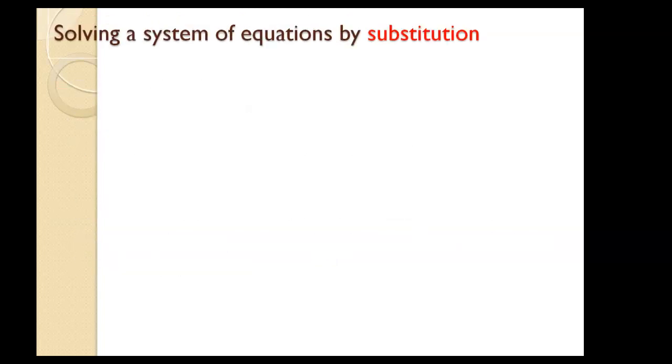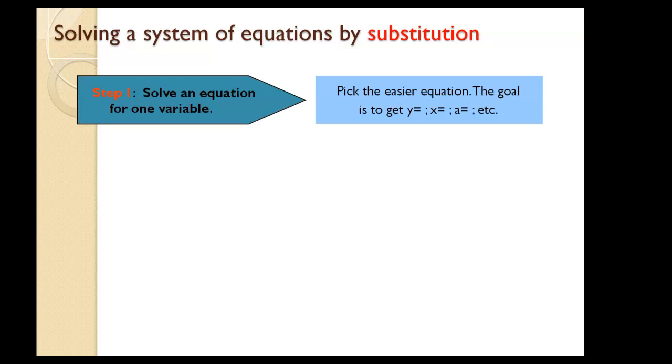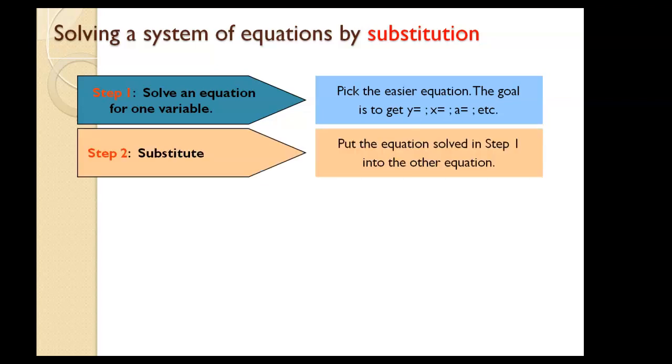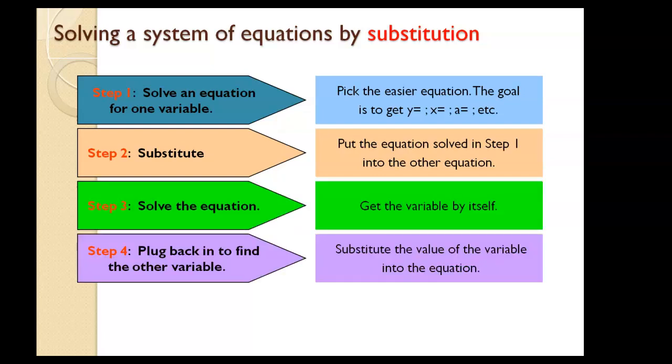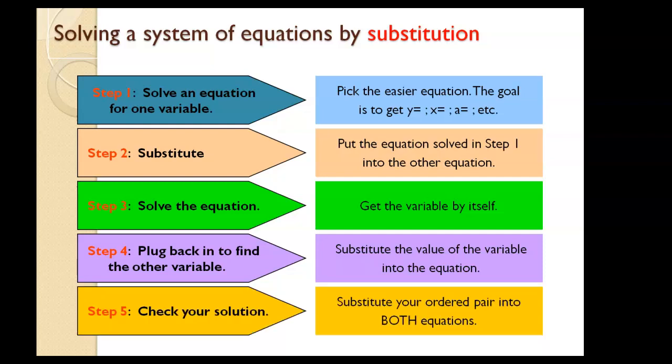So let's take a look at this example. I want to solve this system by substitution, so I would follow the next steps. Step 1 is solve one equation for one variable, put it in a y equals, x equals, and so forth format. Then substitute the equation solved in step 1 into the other equation. Then you will solve what you get and plug the answer back into one of the original equations to find the other variable. But remember, the last step is always to check your solution by substituting your ordered pair into both equations. They both have to be true statements.